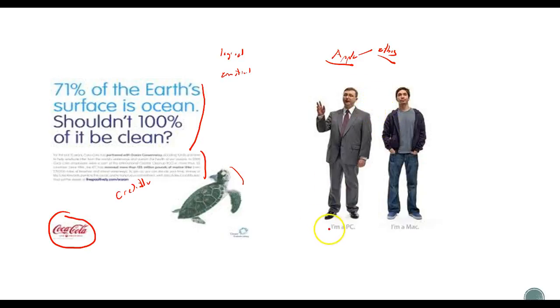Here we have this kind of dorky guy in the suit saying, I'm a PC, and here we have this cool-looking guy who's saying, I'm a Mac. Nothing logical in here about the speed of the computer, the processing power, the battery life, or anything like that. That would be logical appeal. We don't have anything like that. We don't even have pictures of computers in here. It's a little bit of an emotional appeal, maybe, because we don't want to be like this guy, and we do want to be like this guy, because he seems a lot more down to earth, a lot cooler. He probably has a cooler life.